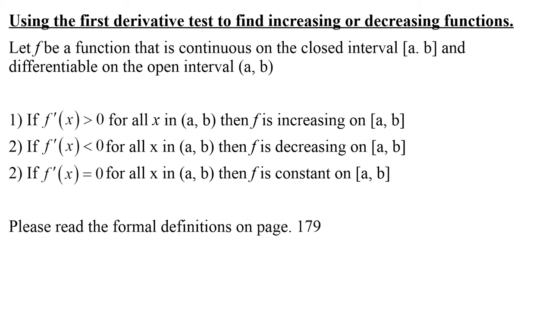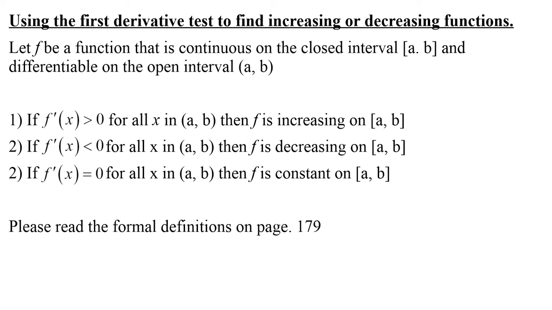So the first derivative test defines increasing and/or decreasing functions. If f is a function that is continuous on a closed interval and differentiable on the open interval, if f prime is greater than 0 for all x in that open interval a to b, then f is increasing on that a to b. And if f prime is less than 0, or negative, for all x in that interval a to b, then it is decreasing on the closed interval a to b.